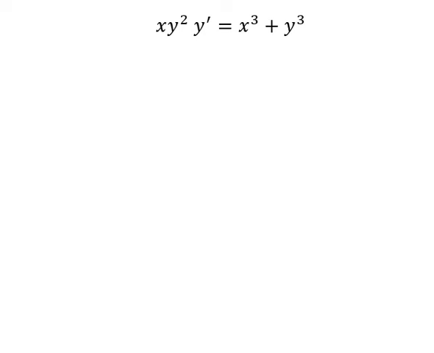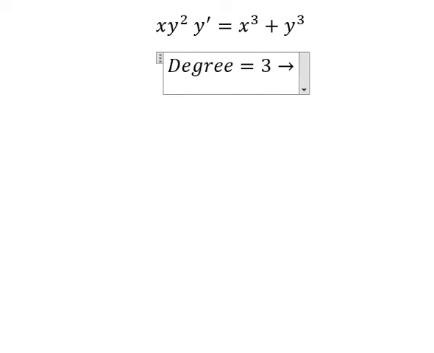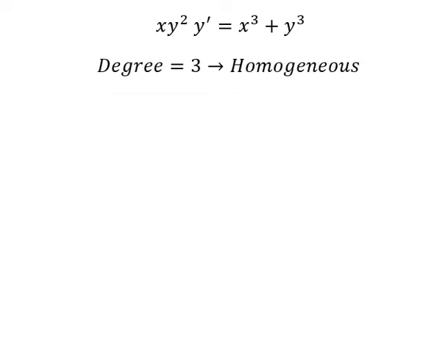The topic today is about differential equations. So now I want to show you how to answer. We have x squared y squared, x to the power of 3, y to the power of 3. That is about degree number 3, and this is about homogeneous.